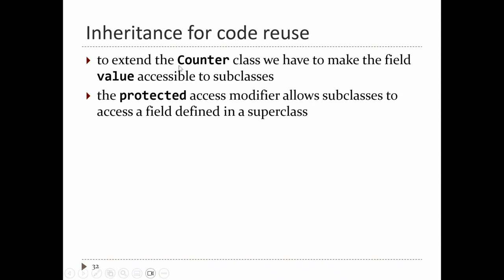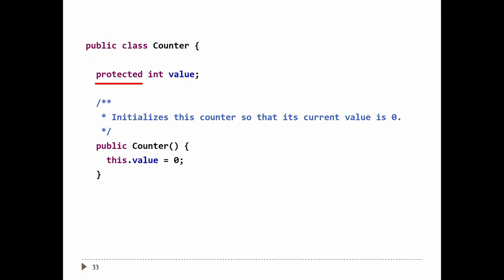So we can go into the counter class and change the private field to protected. Protected means that subclasses are allowed to access a field or method by name, where the field or method is defined in a superclass. So if I change value to protected, any subclass of counter can now access value directly. They don't repeat the field value. They get it for free and they can access it.